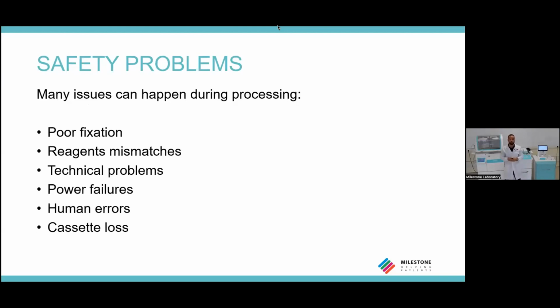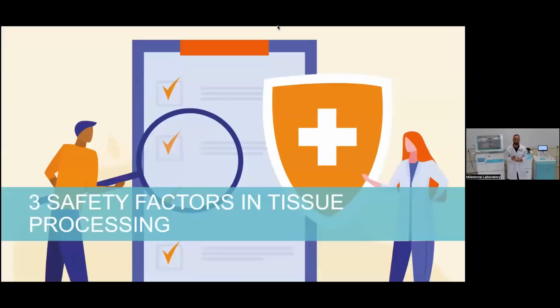So in order to overcome all these problems, Milestone put in place different strategies that we are going to see together during this webinar. We have listed all the safety factors that we should guarantee during the processing phase in 3 groups. Now we are going to see and analyze all of them one by one.